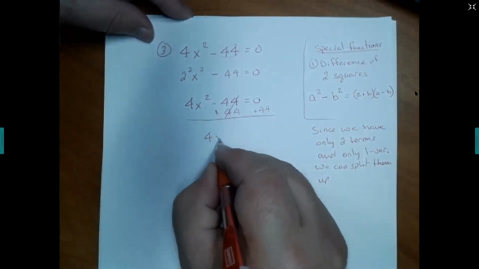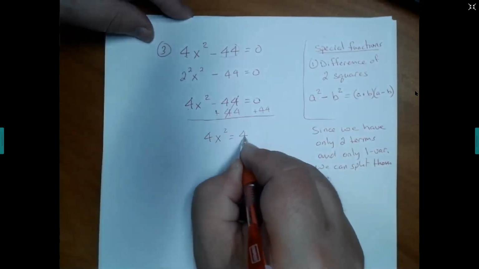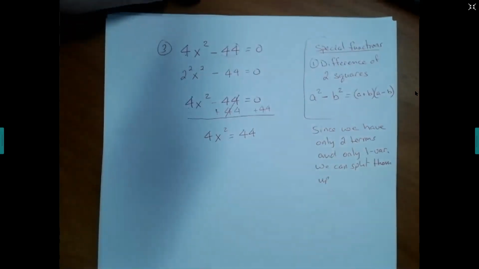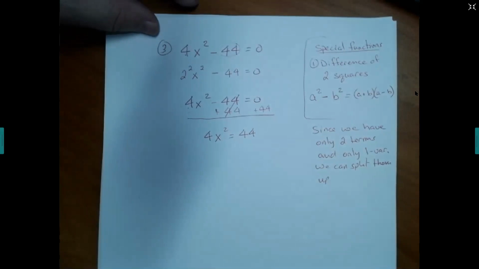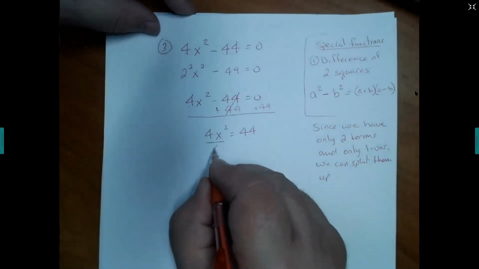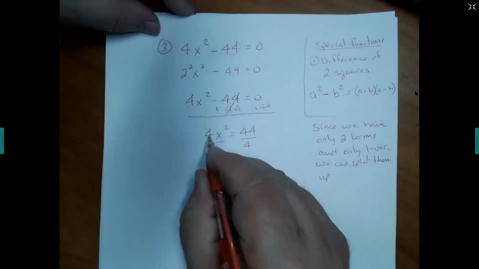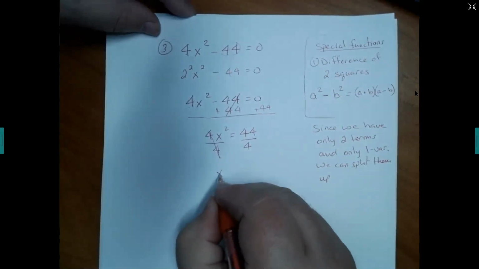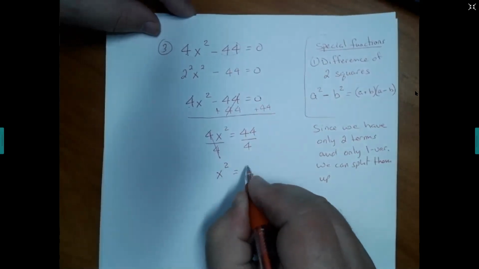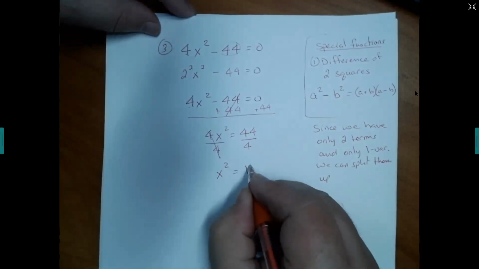So we have 4x squared equals 44. Divide both sides by 4. Four goes into 4 once. 4 goes into 44 eleven times.